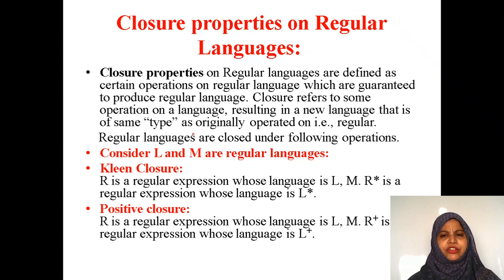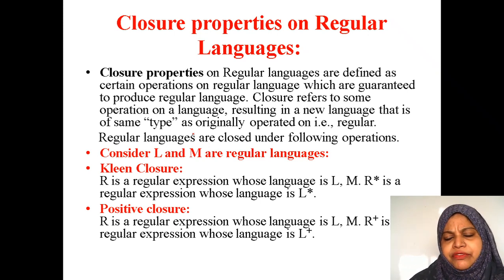If any language is non-regular and we perform the closure property, then that language is non-regular only, right. Generally regular languages are closed under the following operations. First one is the Kleene closure. For example, L and M are 2 regular languages. Now the Kleene closure property: here R is a regular expression whose language is L.